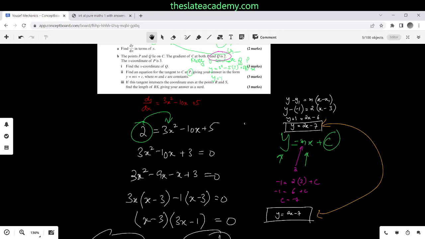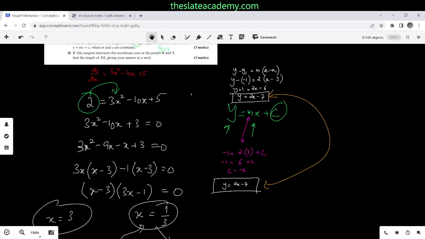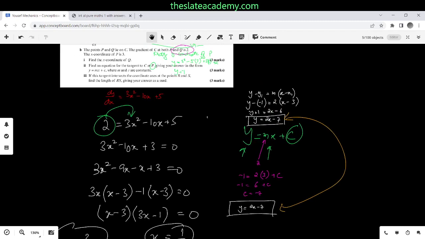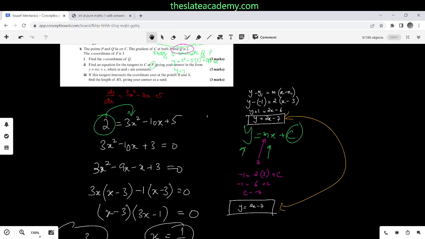Coordinate axes, R and S. So we have to find where this tangent intersects the axes. This 2x minus 7 is the tangent that we are talking about right now. At one point it will intersect the x-axis, and at the other point it will intersect the y-axis, right?